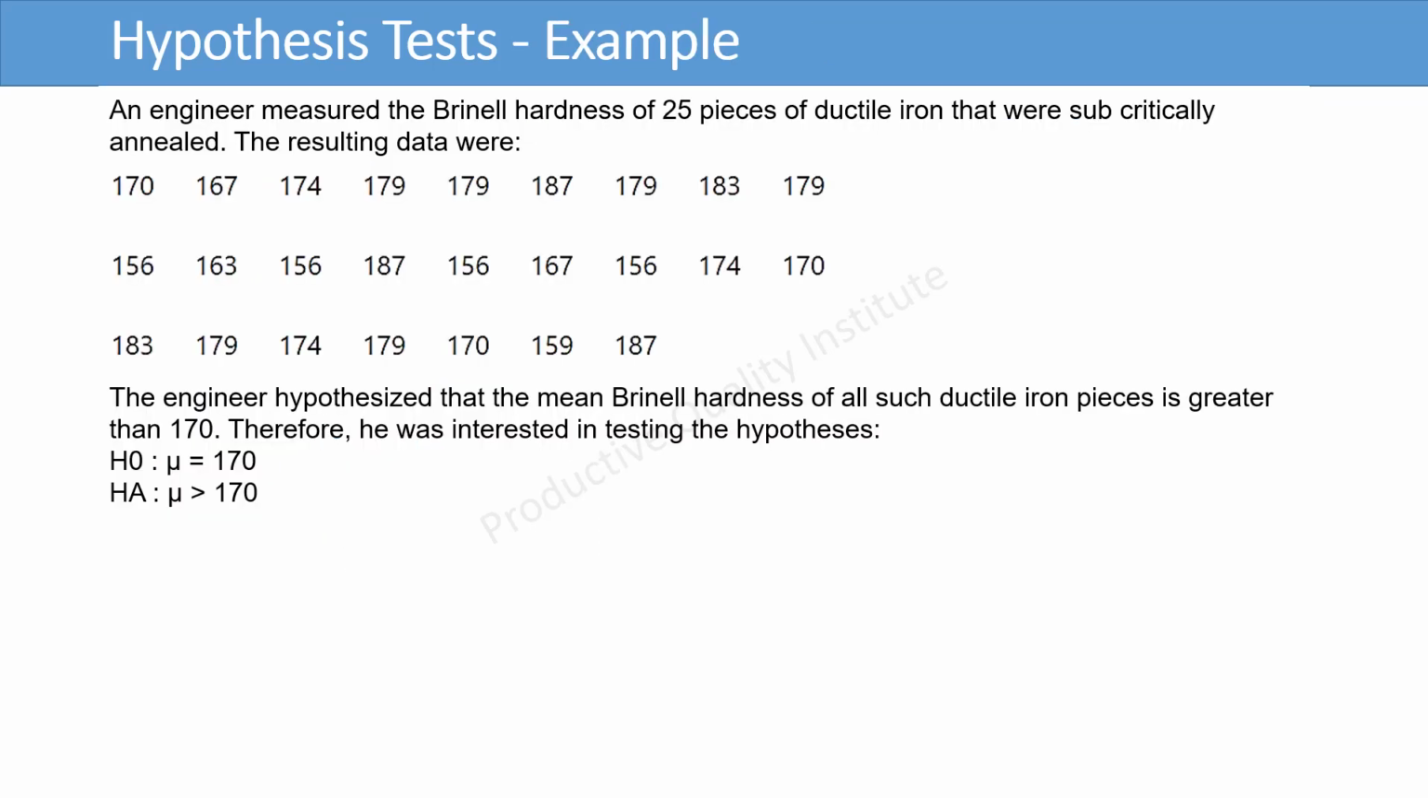Example for hypothesis tests. An engineer measured the Brinell hardness of 25 pieces of ductile iron that were subcritically annealed. The resulting data were as shown. The engineer hypothesized that the mean Brinell hardness of all such ductile iron pieces is greater than 170. Therefore, he was interested in testing the hypotheses. Null hypothesis, mu is equal to 170. Alternative hypothesis, mu is greater than 170.